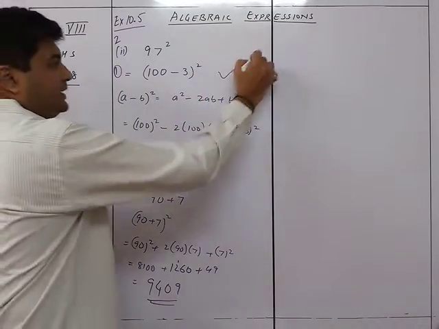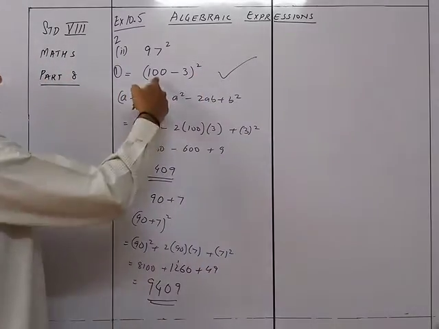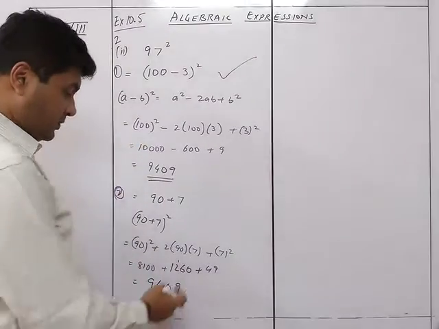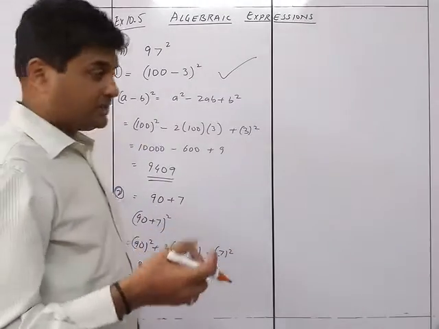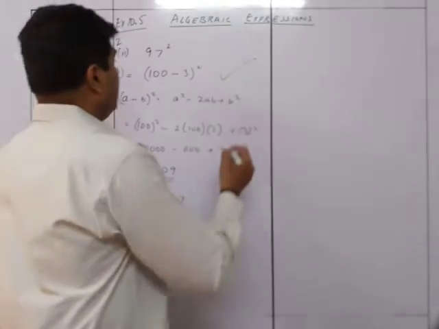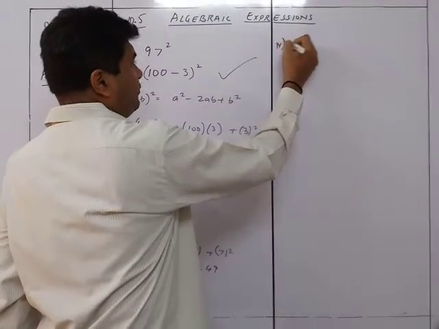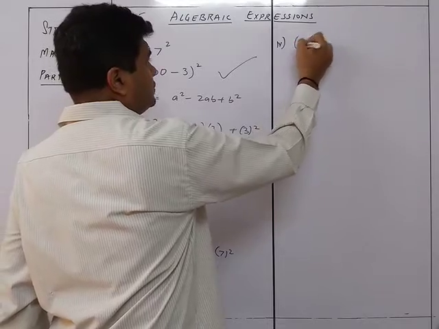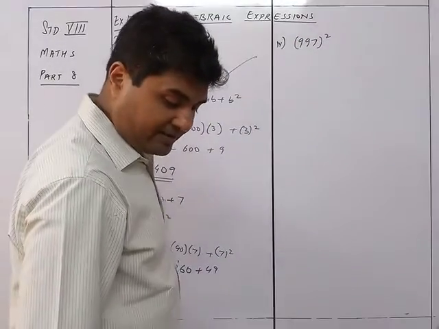This is better than this one because here 100 makes it very easy. Here multiplication में गड़बड़ हो सकता था. So उसके लिए it is better that you take this method. We see the next one, that is fourth sum. Fourth sum is 997 the whole square. Okay, 997 the whole square.